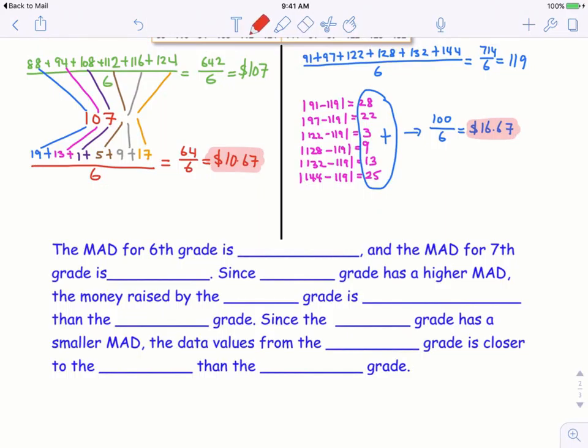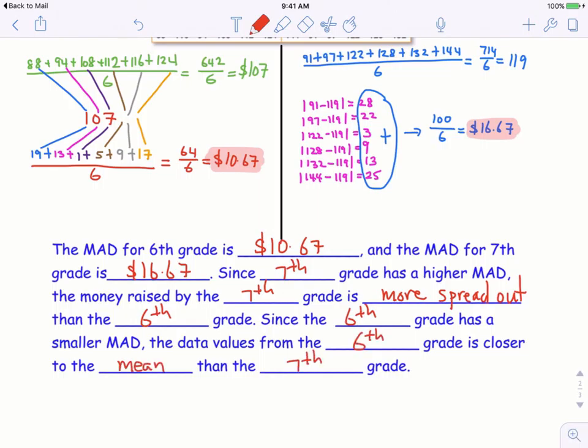Now let's compare the 2 datasets by filling in the blanks below. The MAD for 6th grade is $10.67 and the MAD for the 7th grade is $16.67. Since the 7th grade has a higher MAD, the money raised by the 7th grade is more spread out than the 6th grade. Since the 6th grade has a smaller MAD, the data values from the 6th grade are closer to the mean than the 7th grade, as a smaller MAD indicates that the data values are more clustered together.